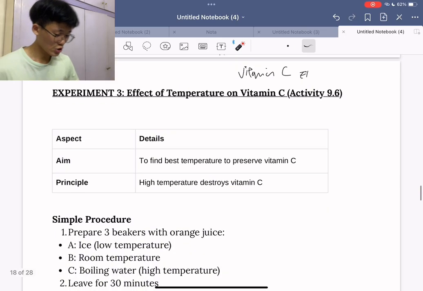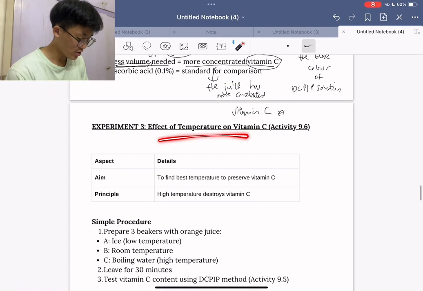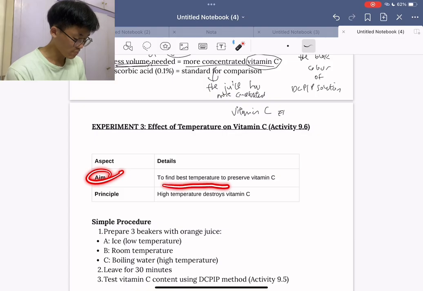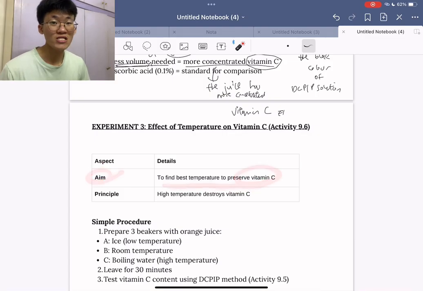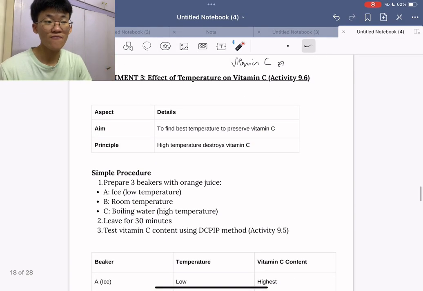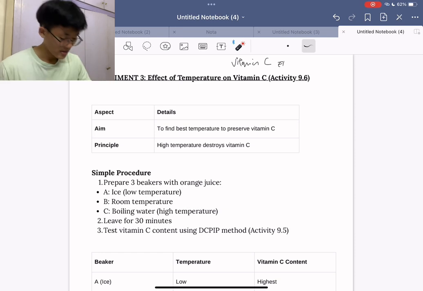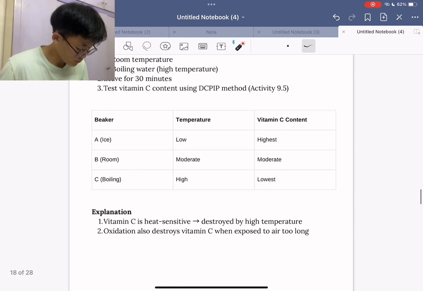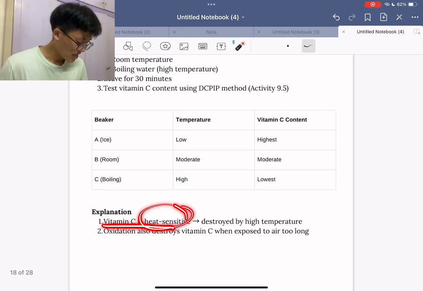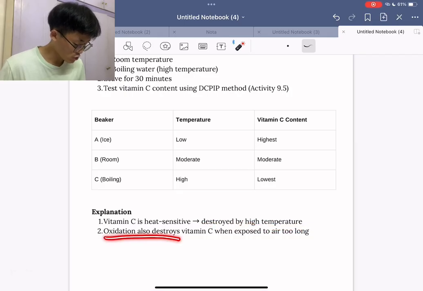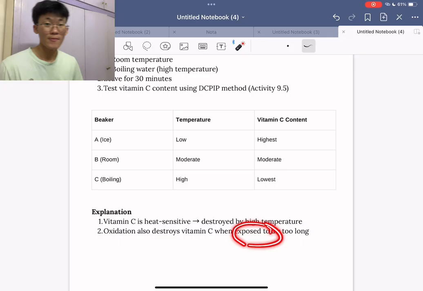That's it. So for experiment 3, effect of temperature. The aim is to find the best temperature to preserve the vitamin C. Because vitamin C can only be preserved in a certain temperature. Because vitamin C is heat sensitive, it will be destroyed by high temperature. And oxidation also destroys it when exposed to air too long.